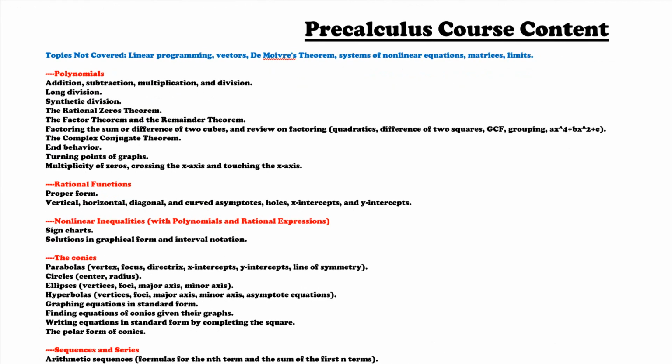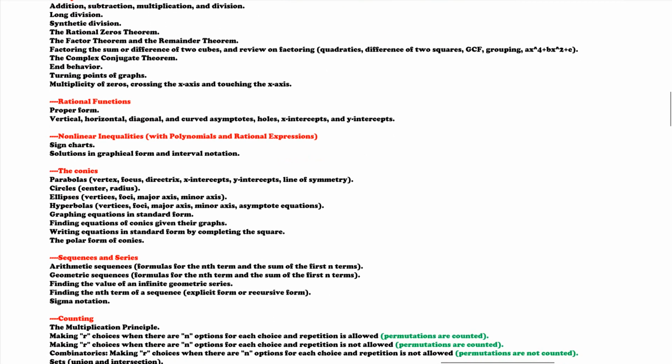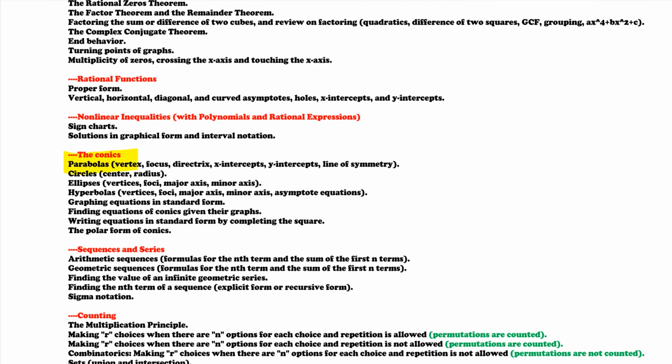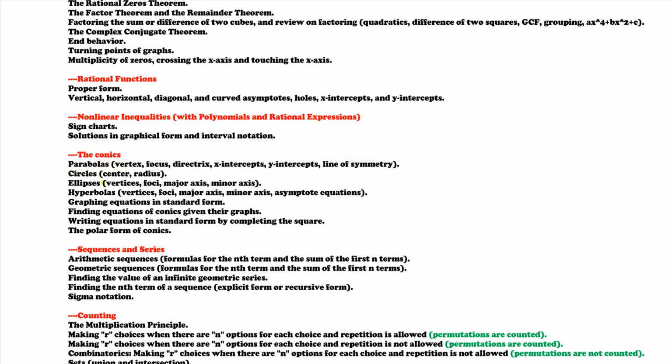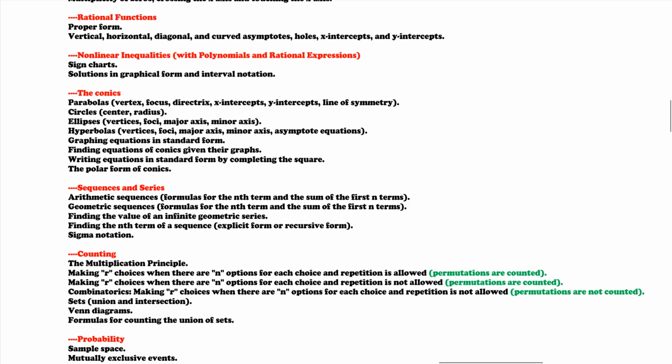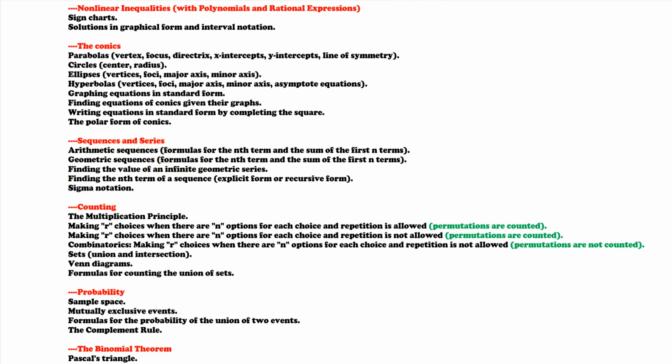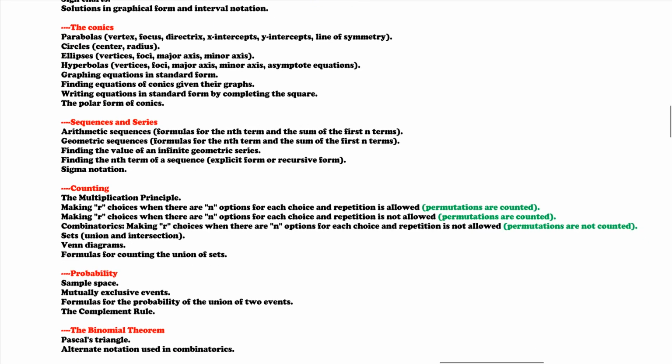But we'll go over this quickly here. So we learned polynomials in my beginning algebra course, just the basic stuff, but we're going to learn a lot more about polynomials. And we learned parabolas in my intermediate algebra course and circles in my geometry course. But we're also going to learn ellipses and hyperbolas that are going to be introduced in this course. And all four of those things are called the conics. So we'll discuss that. And sequences and series are going to be useful, especially for the second course in calculus, but also for the first.